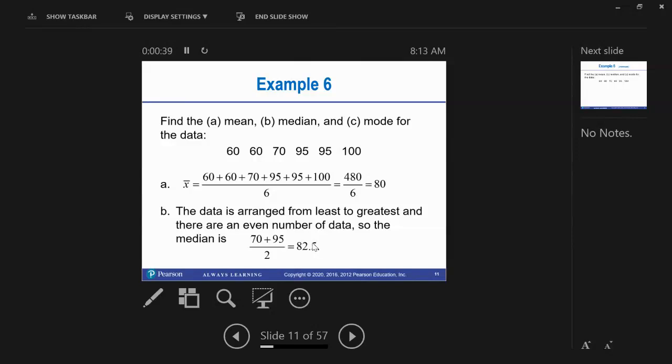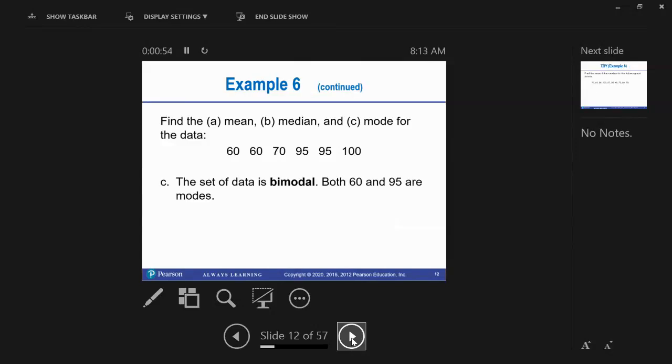Okay, then next it asks for mode. Mode means the one that appears the most often. Do you have any numbers that repeat? Yeah, which ones? 60 and 95. So this one we call it bimodal because you have 2 numbers that are the mode, 60 and 95.